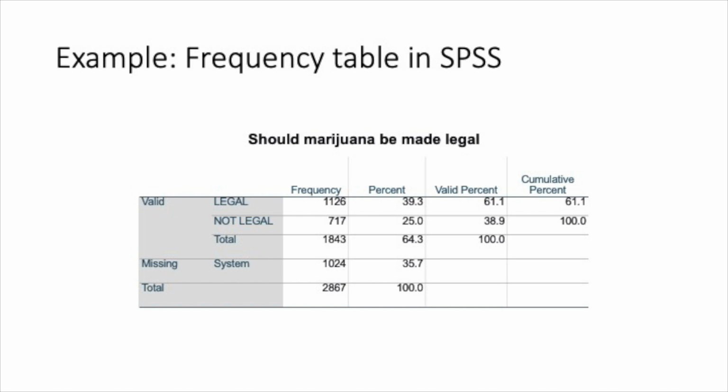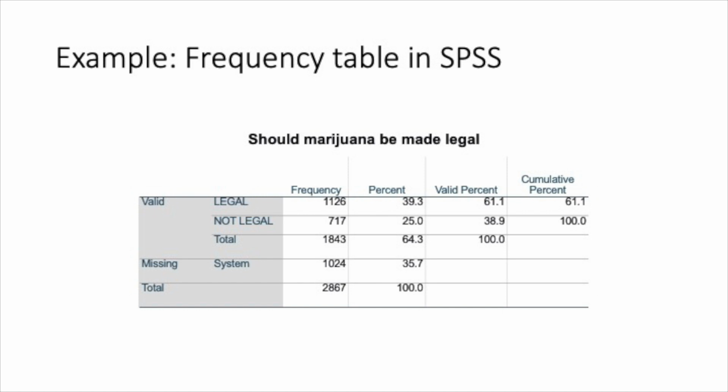Let's start with frequency. This is showing us the actual number of participants who fit into each of these categories. So in our GSS sample, 1,126 participants said that marijuana should be made legal. 717 said not legal. And our total for our valid responses is 1,843. Now below that, you're going to see a few more values. You'll see system missing, and that's 1,024.